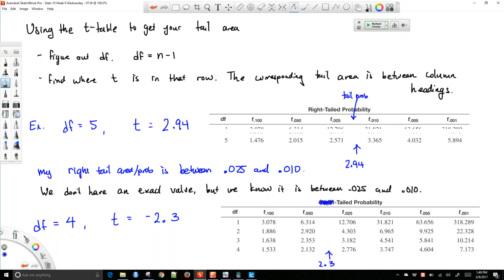But what I do, because I've switched it from a negative to a positive, this word becomes left. That's the switch, okay? Because the table is symmetric, so instead of having to worry about the negatives, we're just going to say this is now the left. And again, now I don't have an exact value, but I do know my left tail area is between 0.050 and 0.025. Okay, I just look at these column headings right here.